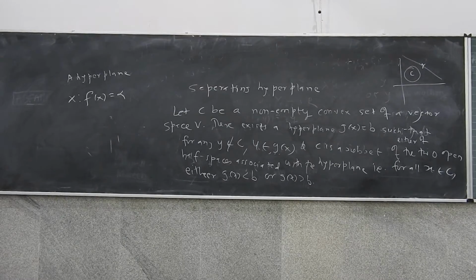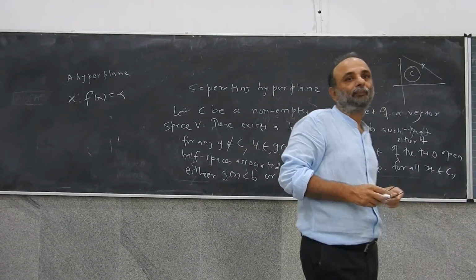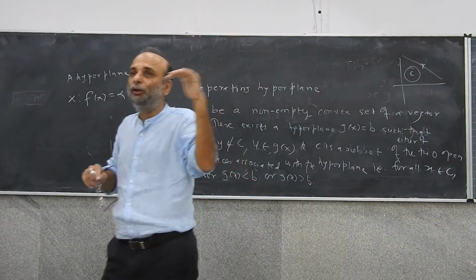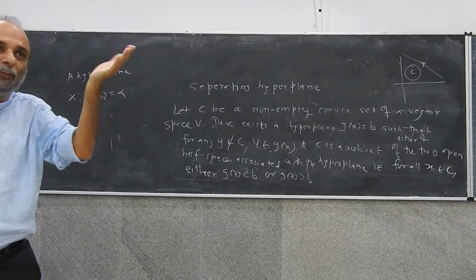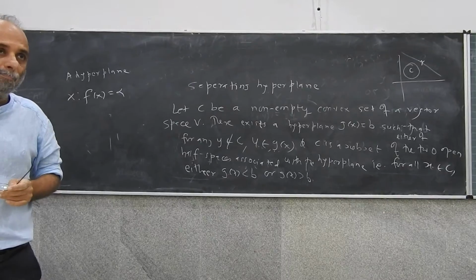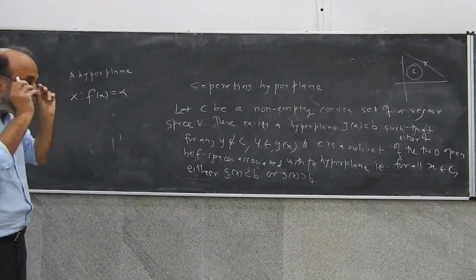Now let me ask you a question. The set of all consumption bundles below the hyperplane and above the hyperplane will be open sets. Okay? Right?